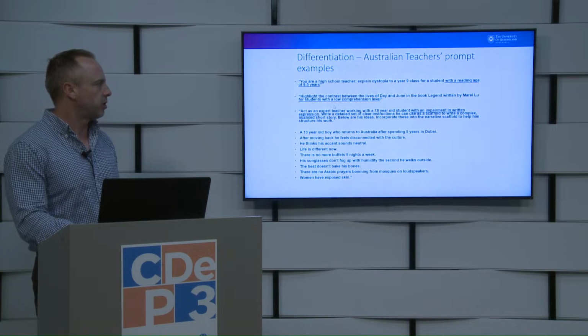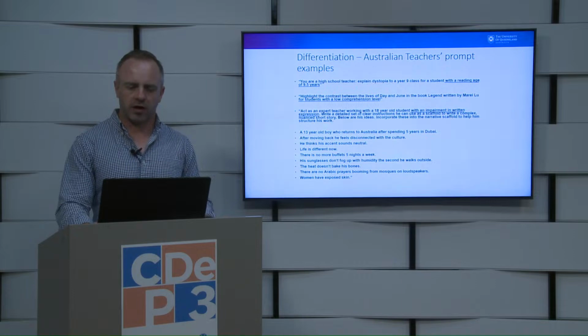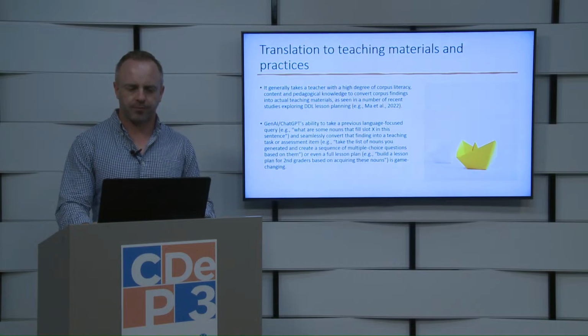Other examples: students with a low comprehension level, students with disabilities or impairments in writing. Getting the platform to differentiate the content in this way is super useful.